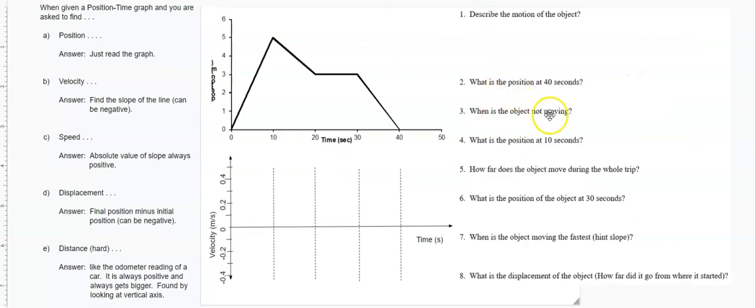Okay, for this one, let's see. How far? That's related to distance. So that's asking you, what is the distance? It says, when is it the fastest? That's related to the speed, the steepness. So it's not really slope, it's steepness. So for every one of those, think about the speed would be positive. So you're not looking at the slope, you're looking at the absolute value of the slope. So you're looking at where it's the steepest.